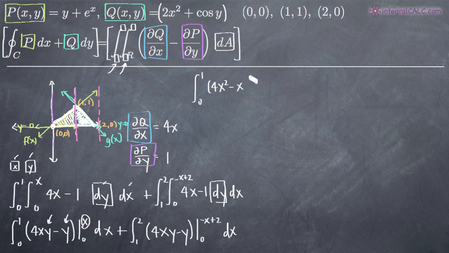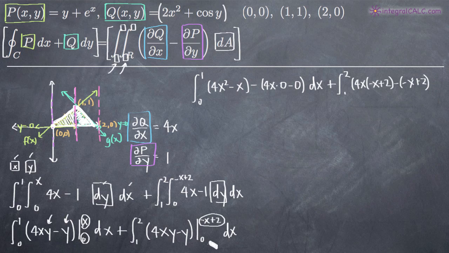So 4x squared minus x minus, then we plug in our lower limit of integration, and of course we'll get 4x times 0 minus 0, and then we go ahead and leave our dx. Then we add to that our second integral, so we've got 1 to 2. Now we'll be plugging in this upper limit of integration, negative x plus 2. So we'll get 4x times negative x plus 2 minus negative x plus 2. And if we had plugged in 0, of course we'd get minus 0 minus 0, so that's just going to give us 0. I'm running out of space on the right-hand side, so I'll just go ahead and write that dx.